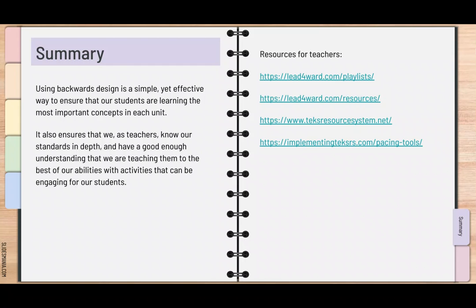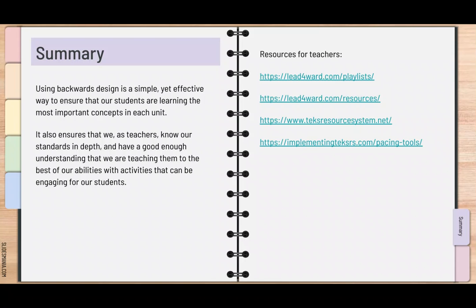Over here, we have some resources for our teachers. These resources include Lead Forward Playlist, which includes activities that are hands-on or involve movement and discourse for your students. We have the Lead Forward resources that include the snapshot that will tell you whether your TEKs are readiness or supporting or process. We have the link to the TEKs resource system. This is where you will gather your YAG. You can look in detail at your TEKs.